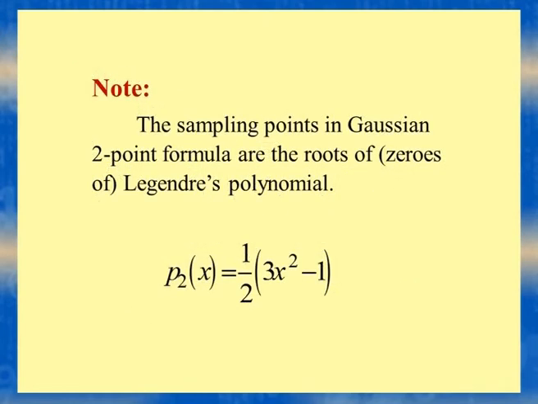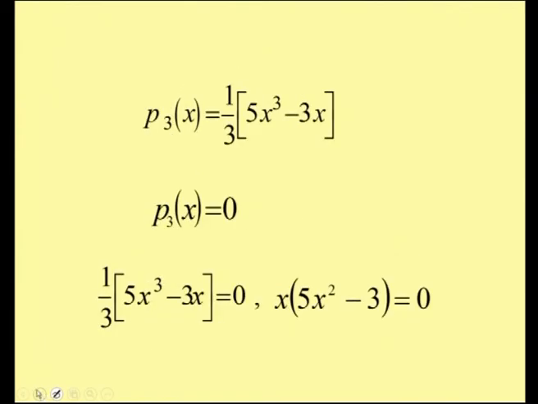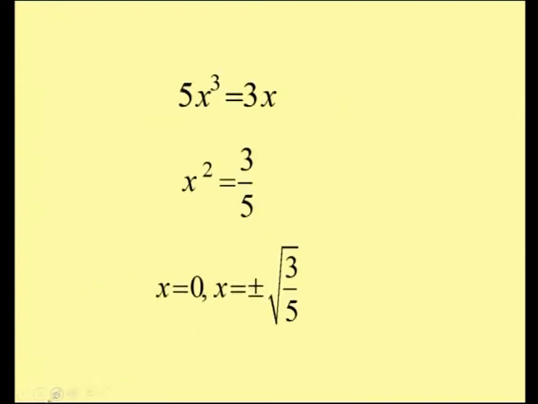You can note here the sampling points in the Gaussian 2-point formula are the roots of the Legendre polynomial, that is P2 of x is equal to 1 by 2 into (3x square minus 1). Solve this, we get x is equal to plus or minus 1 by root 3. Similarly, the sampling points of the Gaussian 3-point formula are the roots of the Legendre polynomial 1 by 2 into (5x cube minus 3x). When you equate it to 0 and solve it, we get x is equal to plus or minus root of 3 by 5 and x equal to 0.